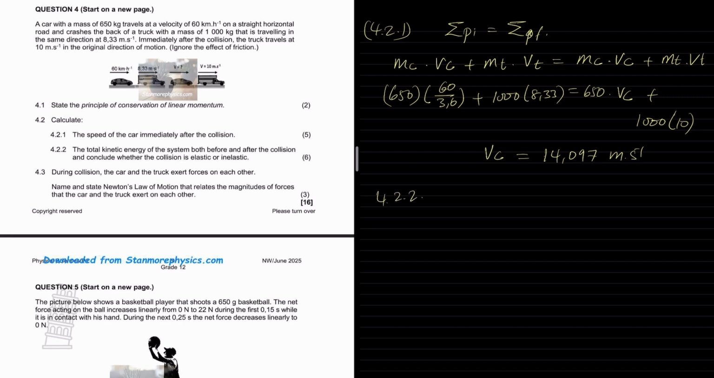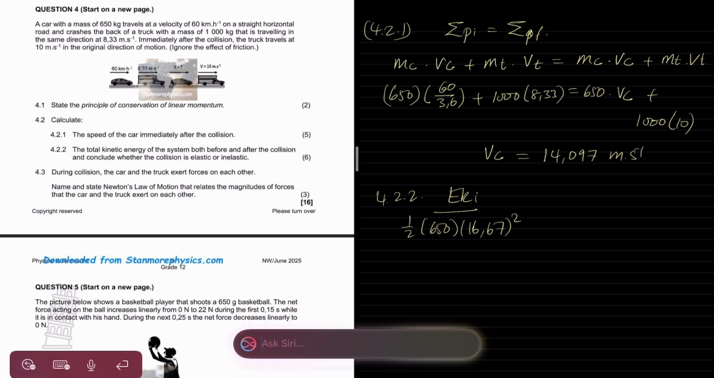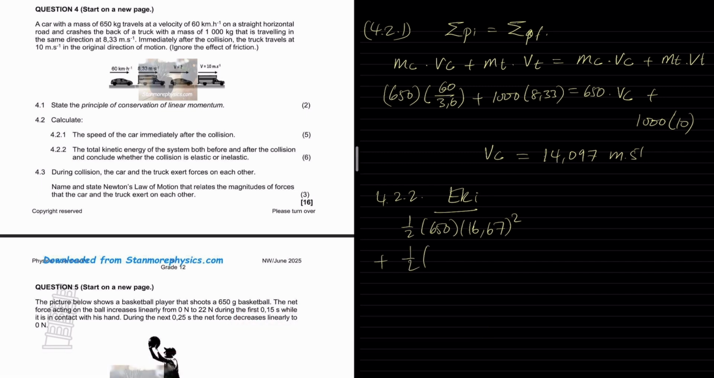4.2.2. Calculate the total kinetic energy of the system before and after and conclude whether the collision is elastic or inelastic. So initial kinetic energy, that's going to be half of 650 times 16.67 squared. And here we're going to have plus half of 1,000 times 8.33 squared. That gives us a total of 125 times 10 to the 3 joules.